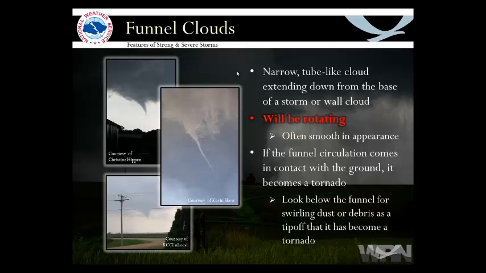And remember, if the funnel circulation comes in contact with the ground, it becomes a tornado and is no longer a funnel cloud. So to differentiate between the two, you're going to look below the funnel for swirling dust or debris as a tip that it has become a tornado rather than a funnel cloud.